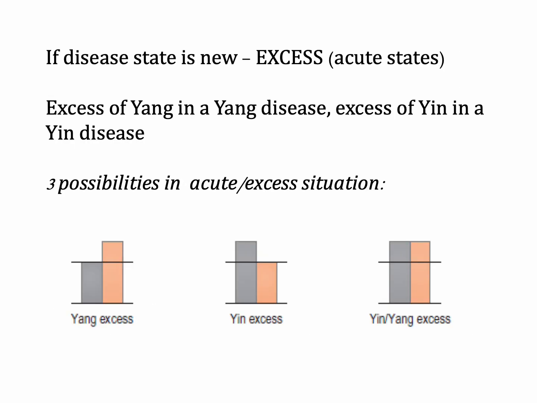If the disease state is new, this is considered to be an excess state, called acute states from now on. There is excess of yang in a yang disease, excess of yin in a yin disease. The three diagrams that you see show three possibilities in acute excess situation.